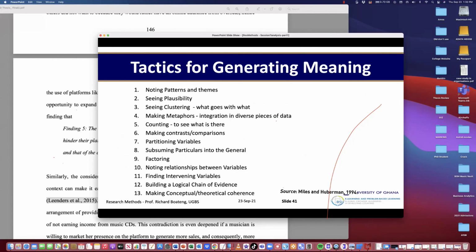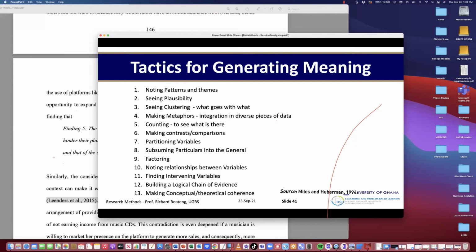Clustering, seeing what goes with it. You see what Joseph was doing, clustering. He was joining some variables together, some statements together, and some first order codes together, and some other codes together to be able to generate a construct. Making metaphors, integration of diverse pieces of data. So you bring the data you have and put them together to tell a story, and you put a kind of explanation or a metaphor, a code or a label on them.